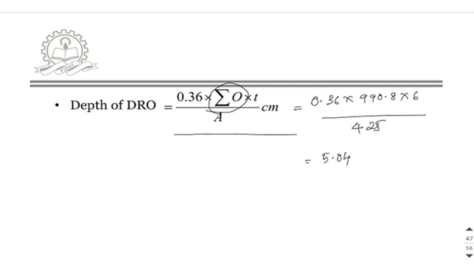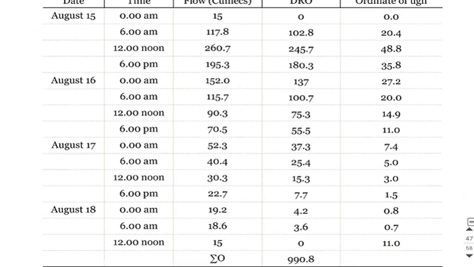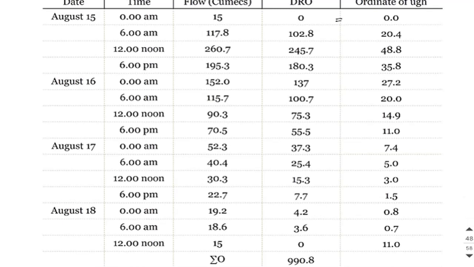So the next one, ordinate of unit hydrograph. How to get the ordinate of unit hydrograph? This divided by direct runoff depth. This represents 0 divided by 5.04. This is equal to 102.8 divided by 5.04, like that find out the value. So this represents the ordinate of unit hydrograph.